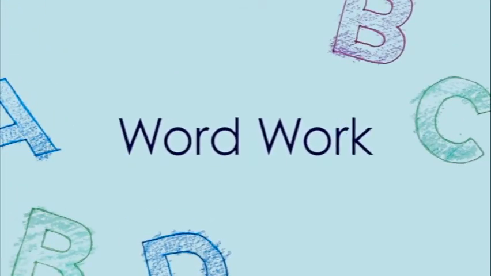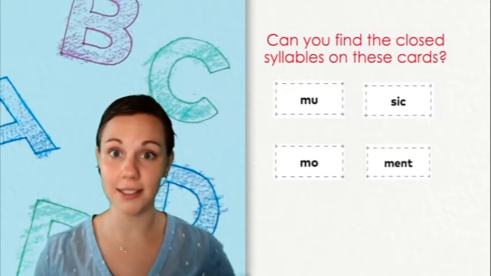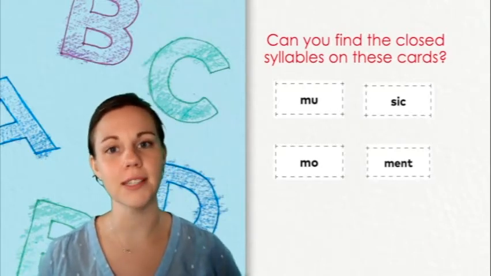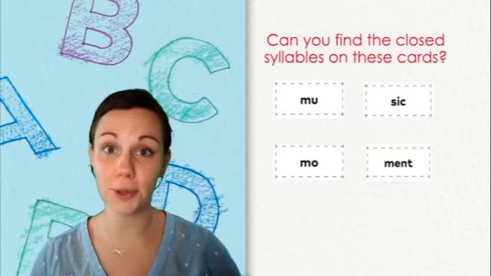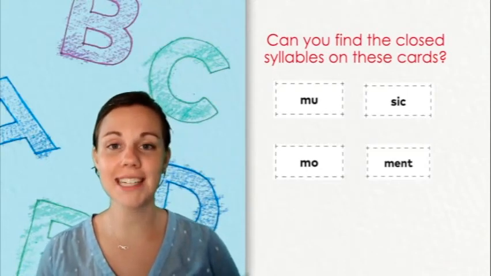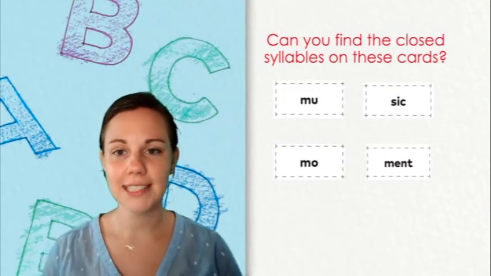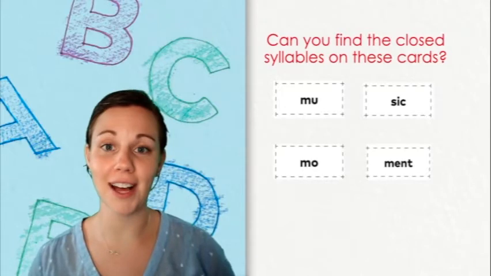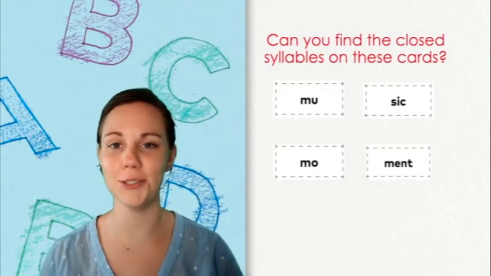Word work. Here we have some syllable cards displayed. Can you remember what a closed syllable is? That's a syllable that makes a short vowel sound because the consonant is closing in that vowel. Take a look at our 4-syllable cards here. Can you find the closed syllables on these cards? I'll give you just a minute.